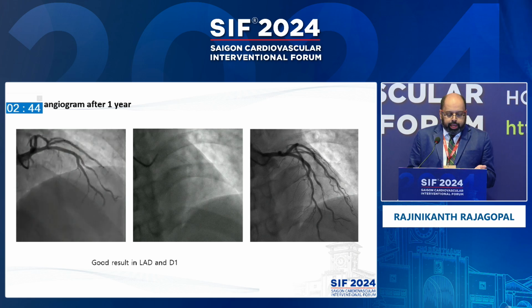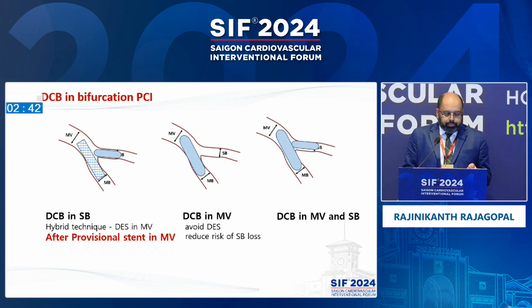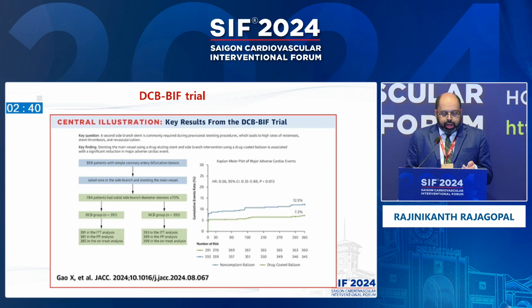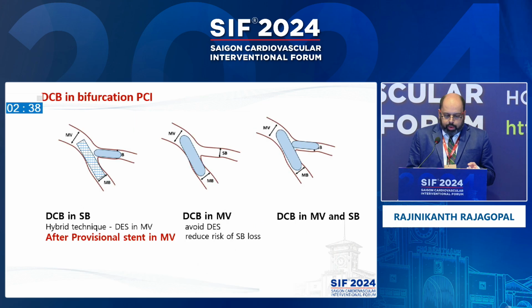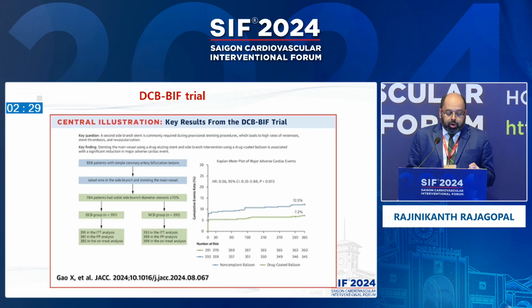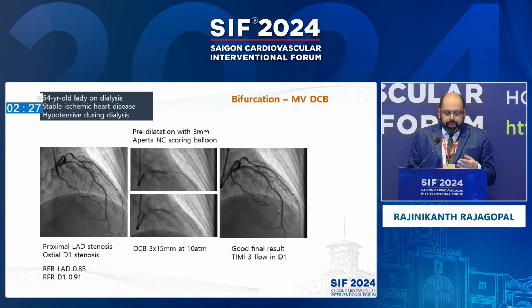And when we checked him a year later, the diagonal looked even better. And there is a new study called the DCB BIF trial, where this is after provisional stent in the main vessel. If there is compromise of the side branch, instead of an NC balloon, a DCB might actually improve the long-term outcomes.